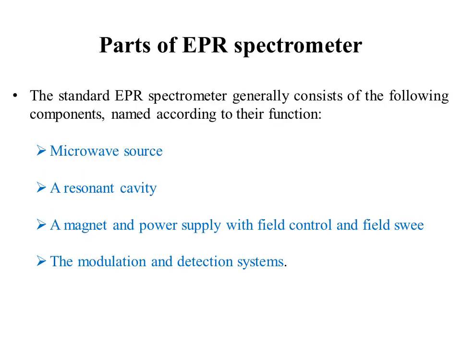First of all, we shall see the parts of the EPR spectrometer. The standard EPR spectrometer generally consists of the following components, named according to their functions. The first one is the microwave source, the second is a resonant cavity, the third is a magnet and a power supply with field control and field sweep, and the last one is the modulation and detection system.